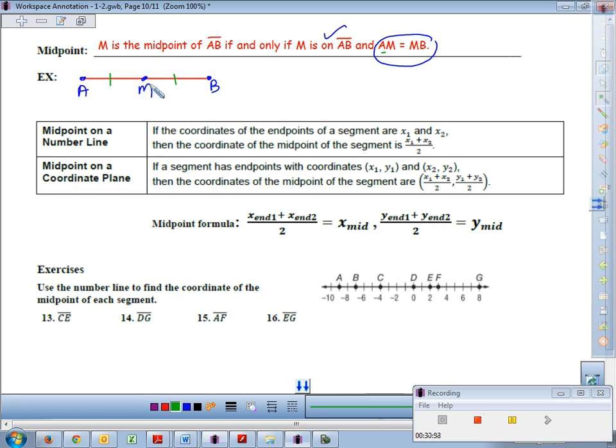Two things: M's on there, and the distance from A to M is equal to the distance from M to B. What if I had this? What do you think about that? Two tick marks and one tick mark mean different things. What if I had that? Would that be the same? Two tick marks and two tick marks means that they're the same right there. Cool. What if I drew this? A, B, M, tick, tick. What do you think about that? Is M the midpoint of segment AB?